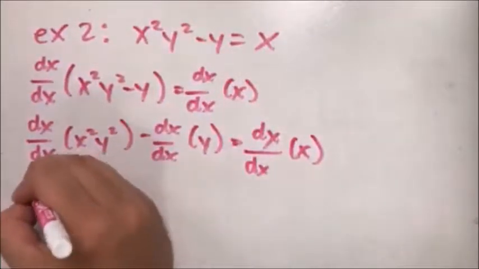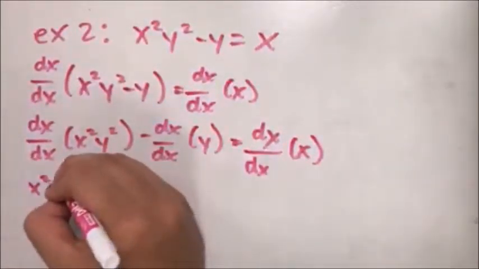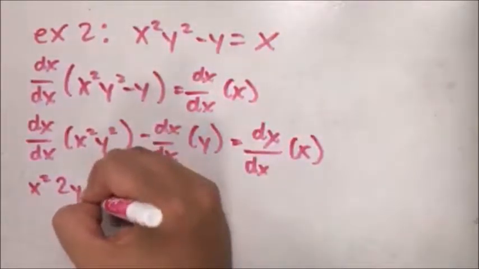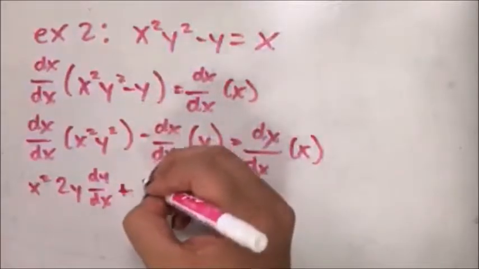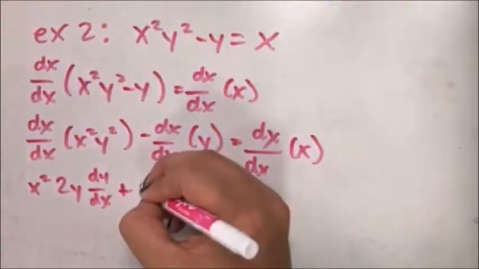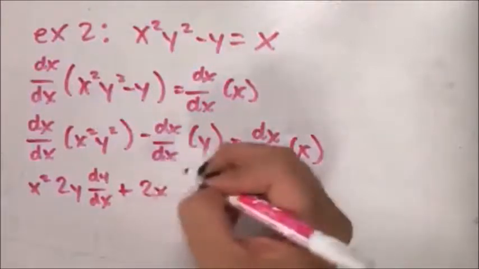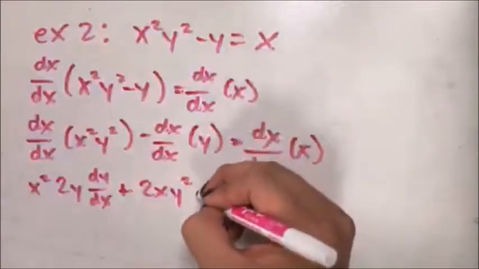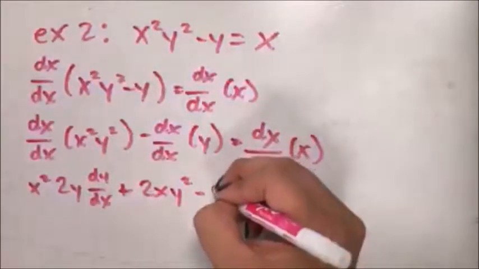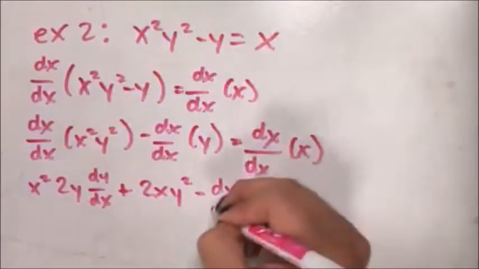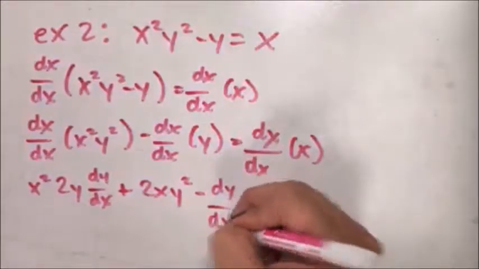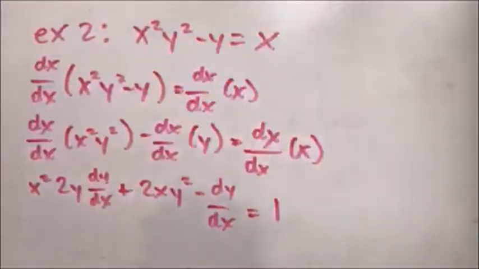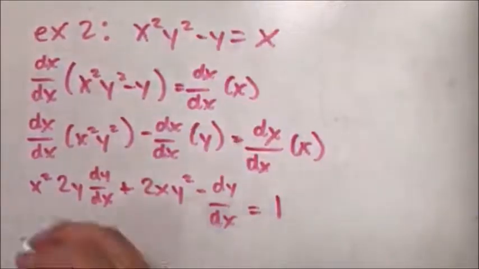For the first term, we have to use the product rule. For the first part of the product rule, we write down x squared times the derivative of y squared, which, using the power rule, we know is 2y. And since y is involved, you multiply it by dy/dx. For the second half of the product rule, we add the derivative of x squared, which again, by the power rule, we know is 2x, times y squared. Then we subtract the derivative of y, which should just be dy/dx, since the derivative of y is 1, all equal to the derivative of x, which is 1.